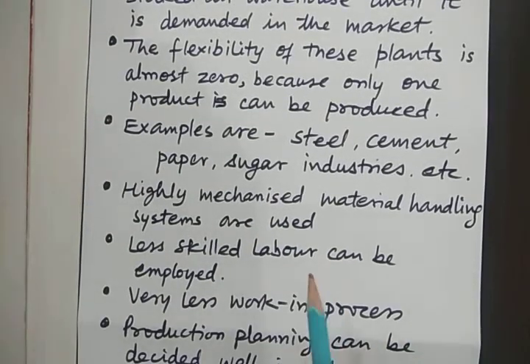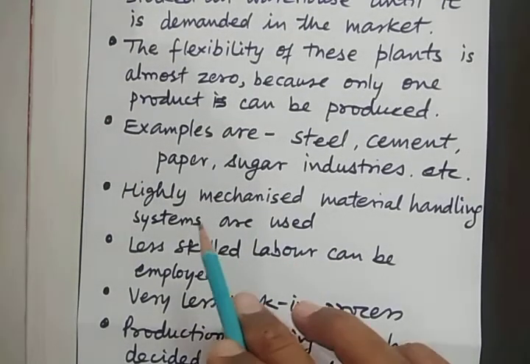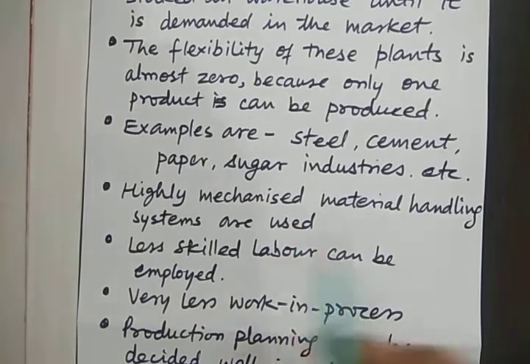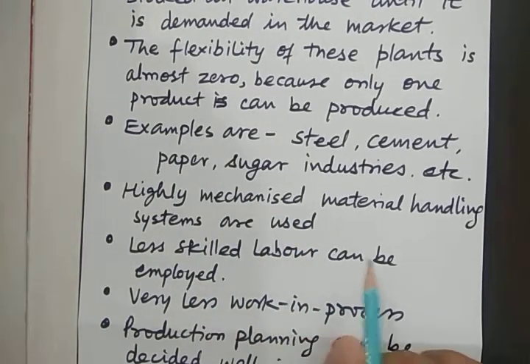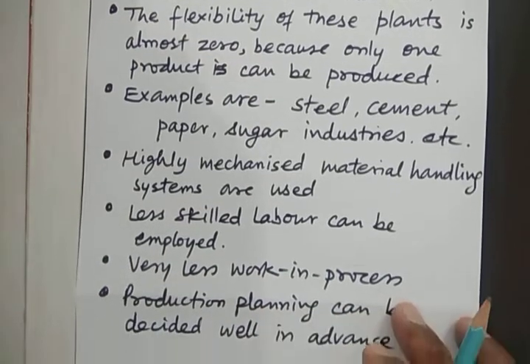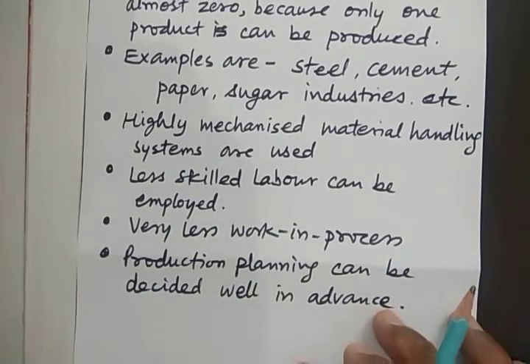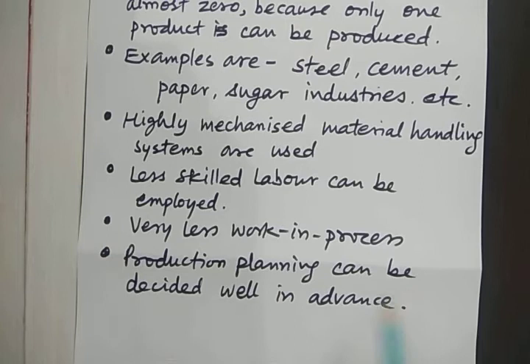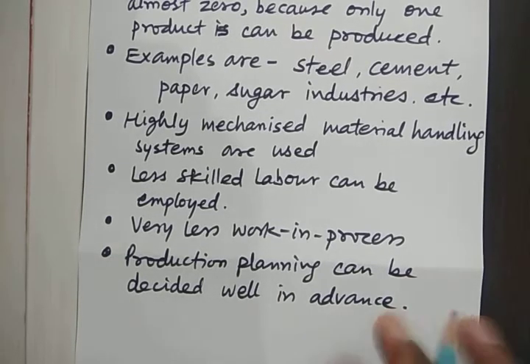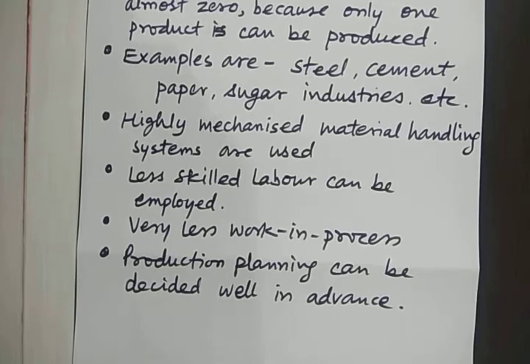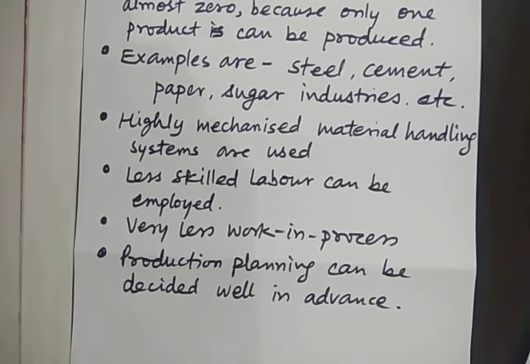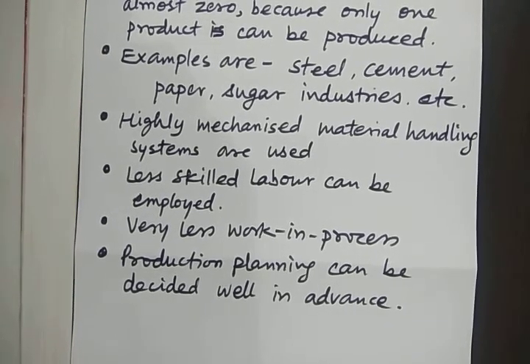In this process production system, very highly mechanized material handling systems are used. Very few skilled laborers can be employed. There is very little work in process, and production planning can be decided well in advance. So these are the types of production system: mass production system and process production system.